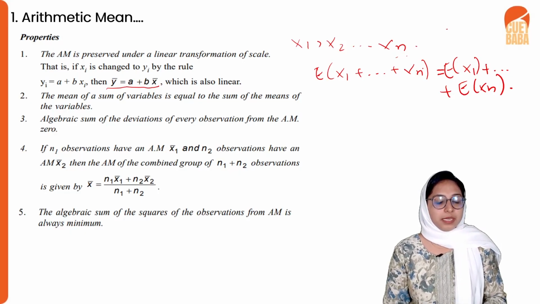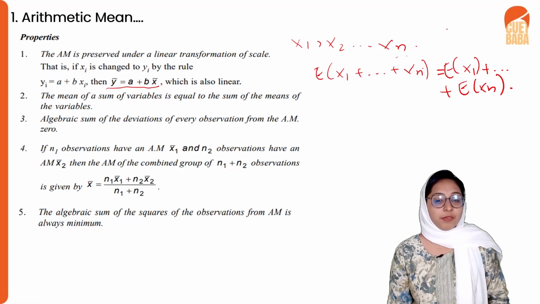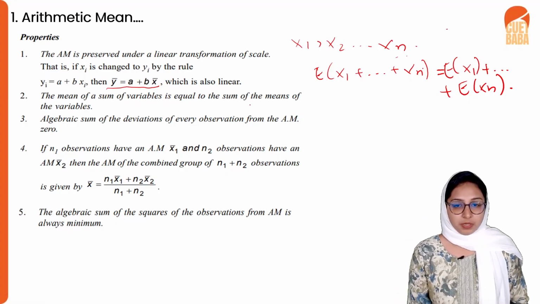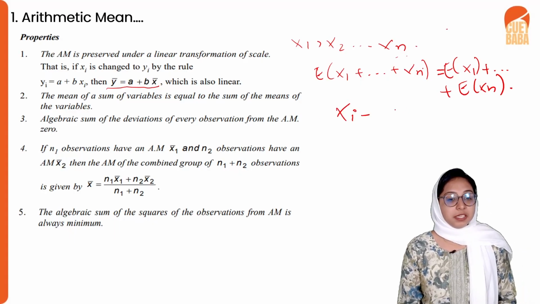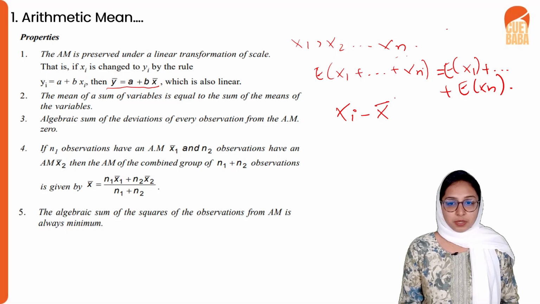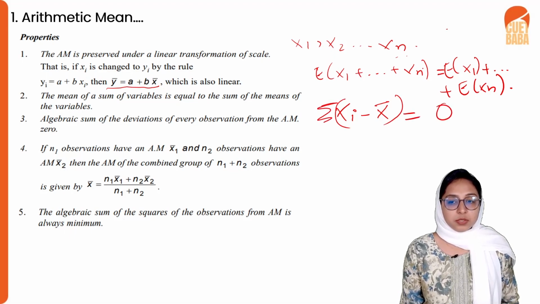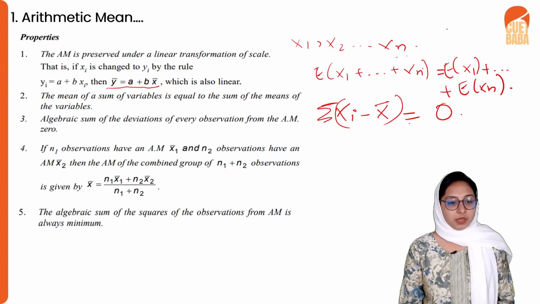Now the third property: the algebraic sum of deviation of every observation from the arithmetic mean is 0. That is, every observation is xi and its deviation from the mean will be xi minus x bar. Its sum will be equal to 0. This is the third property.